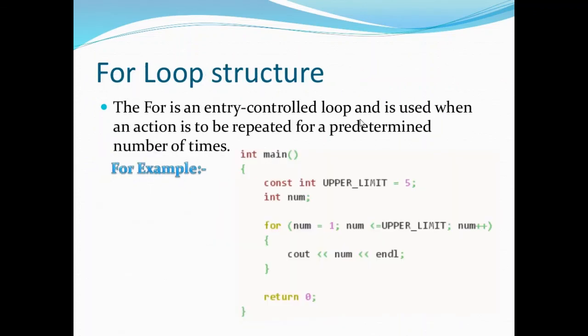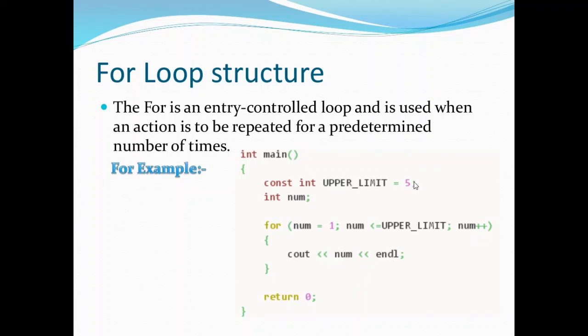For loop structure. The for loop is an entry control loop and is used when an action is to be repeated for a predetermined number of times. When we know how many times the iteration is to be repeated, then we use the for loop structure. int main, constant upper limit equals 5. int num, for num equals 1, num less than or equal to upper limit, num plus plus.